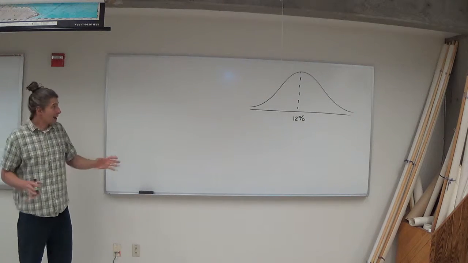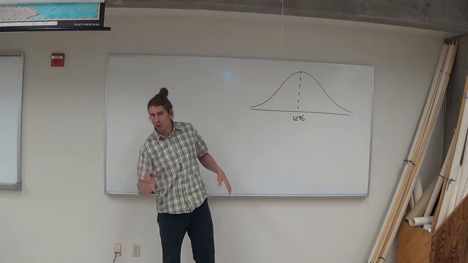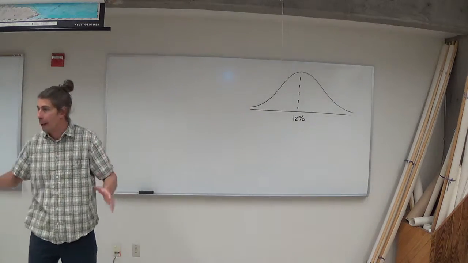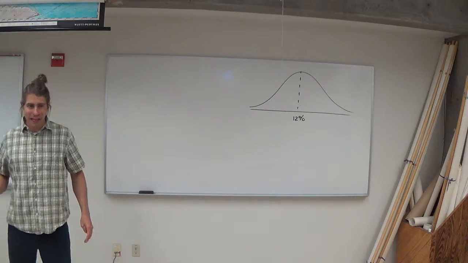So, Amaya says 12% of the population, or 120 of the 1,000, should have gotten sick. And that, of course, has a bell. The central limit theorem says it has a bell. Where did we land with our sample?